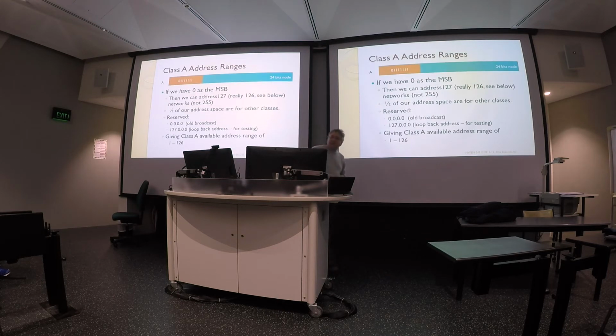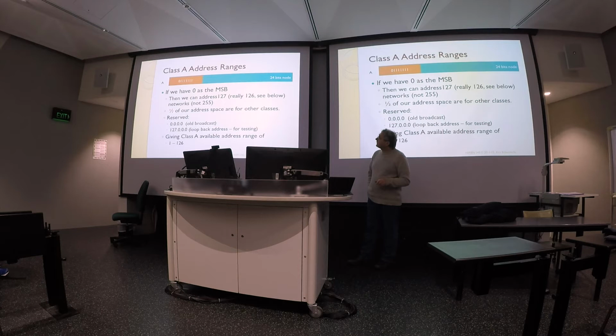So let's do some small computations. If we have 0 as the MSB, most significant bit, we have a class A address. Now remember, we've only got half of our 8 bits worth, so we have around 127 things we can address. It's actually less than that because we've got some reserved addresses. 127.0.0.1 is a loopback address. It loops back to this machine. It's used for testing. And 0 used to be the old broadcast number. Once we exclude these, we end up with 1 to 126, which is the addressable range of class A addresses.